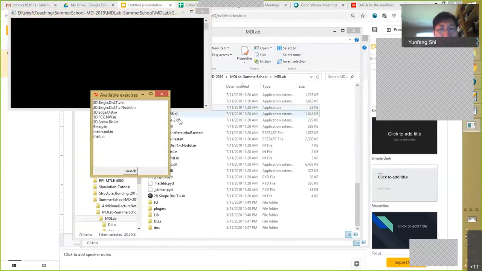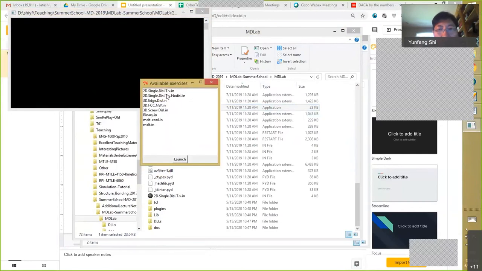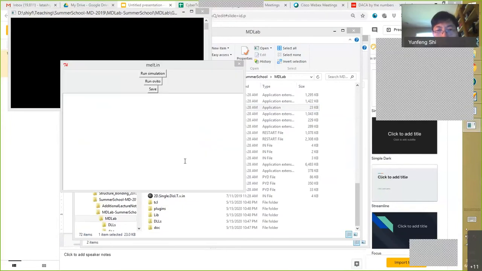gui.exe. All right, now you can see these are the available exercises. You can actually run all of them, right? But first we're going to run melt.in. So melt.in starts with the FCC crystal and you just give it a velocity, let it run. In this case, it's pretty short. It may not melt. So then you click launch.